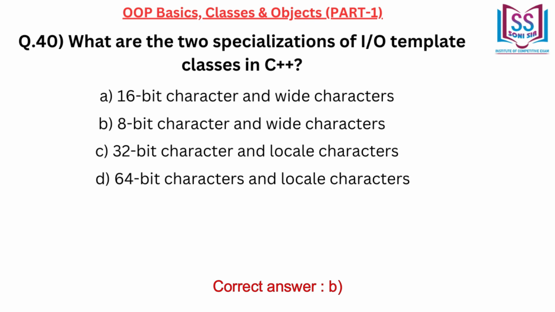Correct answer, B. The input-output specialization is made with wide character and 8-bit characters. Wide characters are used to store the characters that might take more than 1 byte of space in memory, or any size that is different from the one that the machine is using.